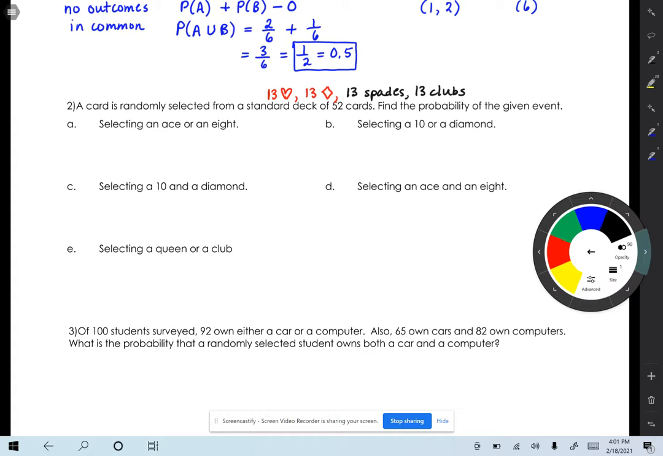So part A, selecting an ace or an 8. So you can draw pictures, you can draw a Venn diagram, whatever helps you. Sometimes I just like write them out. So I know there's an ace of hearts, there's an ace of diamonds, there's an ace of spades, ace of clubs. An 8 is going to be an 8 of hearts, 8 of diamonds, 8 of spades, 8 of clubs. I don't know why I wrote that so far apart, but that's okay. I'll find a little bit of room. So notice they have no outcomes in common.